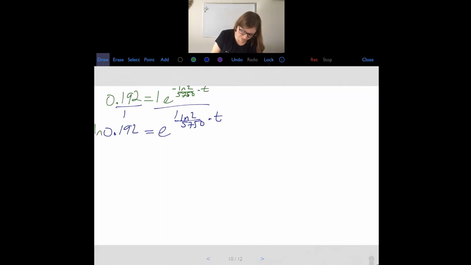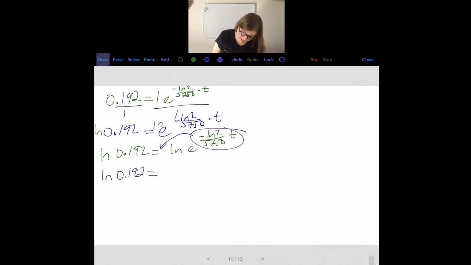So I'm going to take the ln of both sides to get ln of 0.192 is equal to the ln of e to the negative ln 2 over 5,750t. Okay. Using the power rule, we can bring the exponent in front. So we have ln of 0.192 is equal to negative ln 2 over 5,750 t, and then we have ln of e, which ln of e is just 1. So now we need to solve for t.